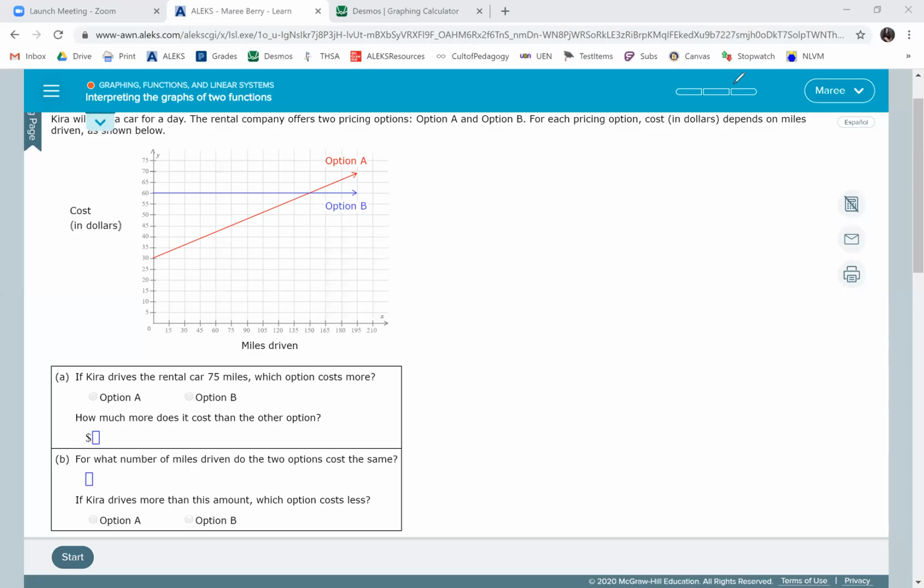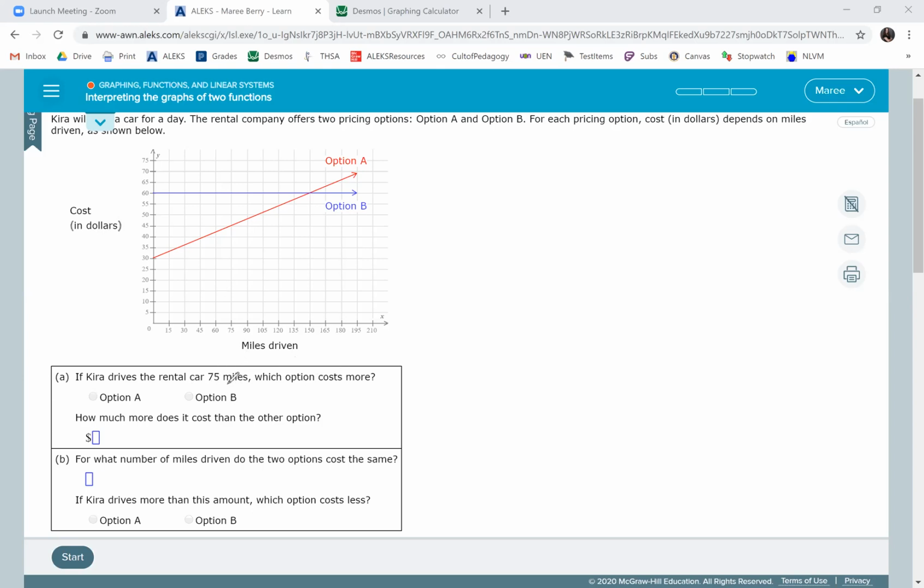Okay, in this lesson, we're going to be interpreting the graphs of two functions. And I like how they put them in different colors. So option A is red and option B is blue. And the question says, if Kira drives a rental car 75 miles, which option costs more?